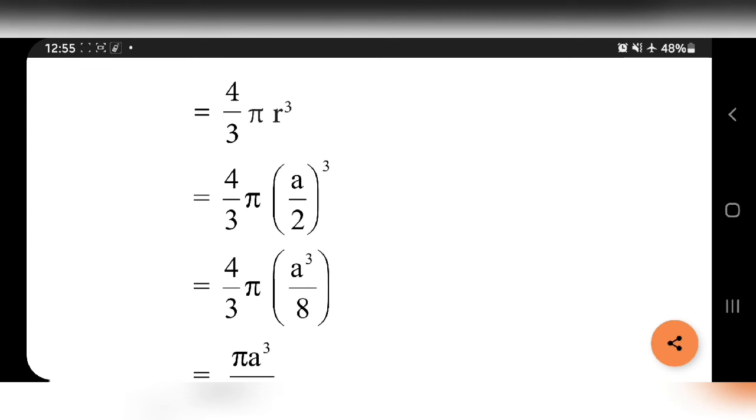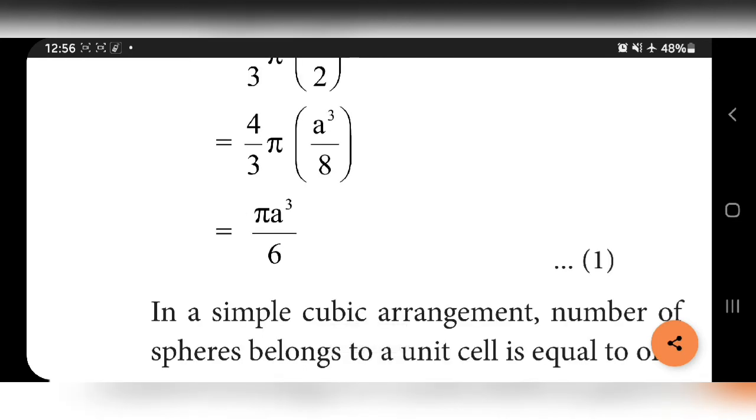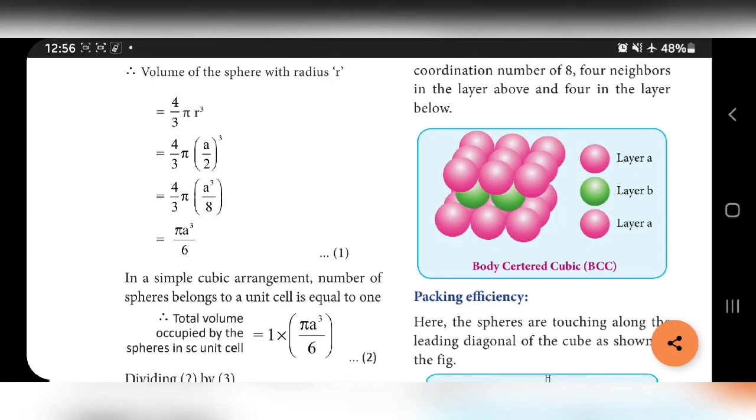If you take the cube, it means 4 by 3 pi a cube divided by 2 cube, which is 8. This cube is applicable for both a and 2, so we can write a cube divided by 2 cube, that is a cube divided by 8. So 4 by 3 pi into a cube divided by 8. If you simplify, 2 4s are 8, so you will get pi a cube divided by 6. In a simple cubic arrangement, this is the volume for one sphere.